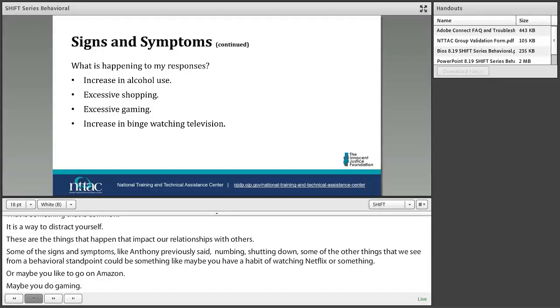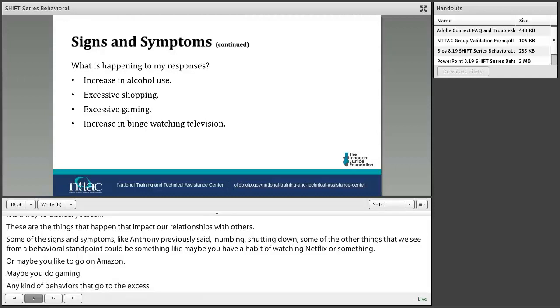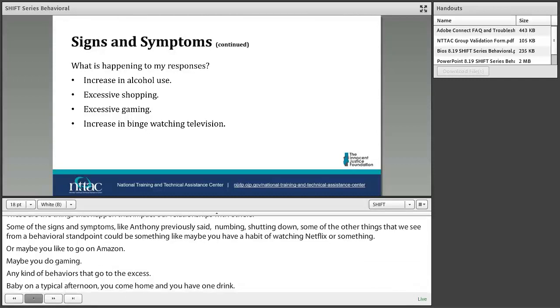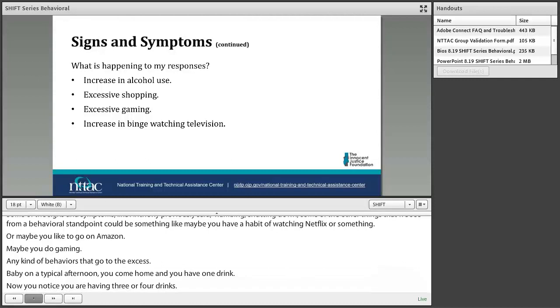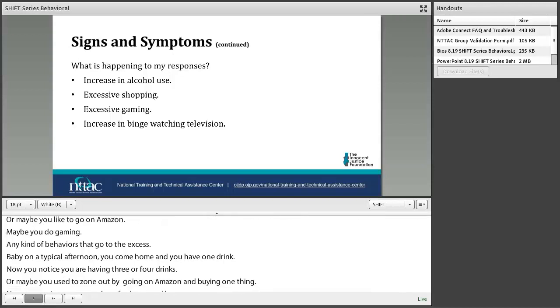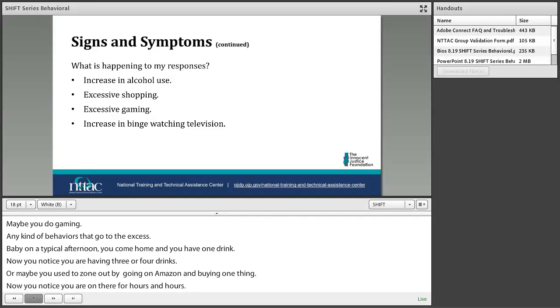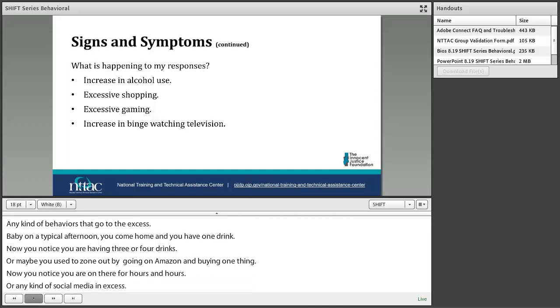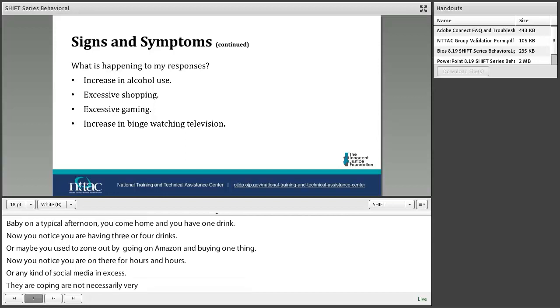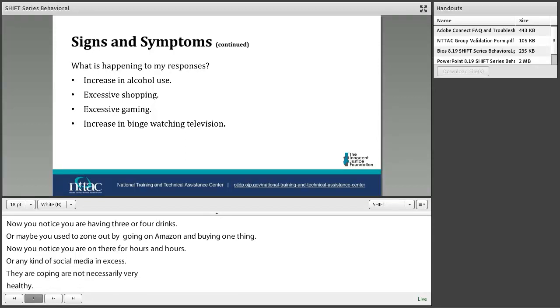Or maybe you used to zone out by going on Amazon and buying one thing, but now you notice you're on there for hours and hours, or any kind of social media in excess. These are all ways of coping. They're just not necessarily very healthy coping. So it's anything that's to the excess. Certainly it's fine to shop online or game online or watch TV, but when it's taking up enough time that it's negatively impacting your life, that's when it becomes an issue that should be dealt with.